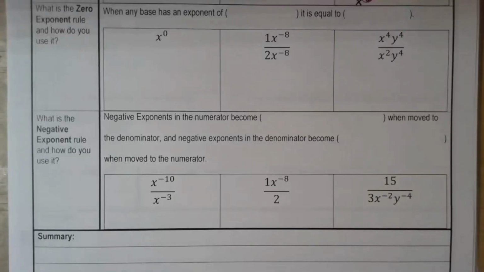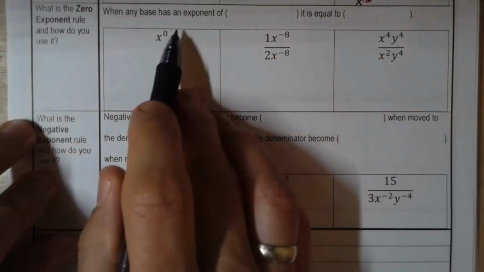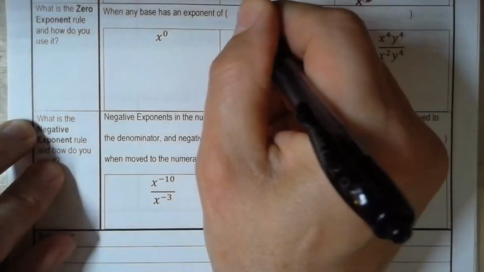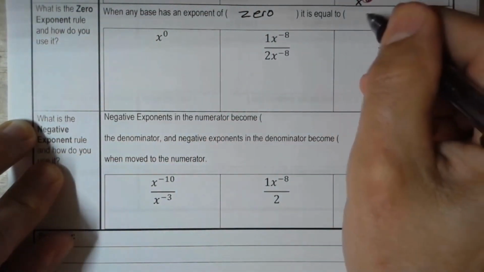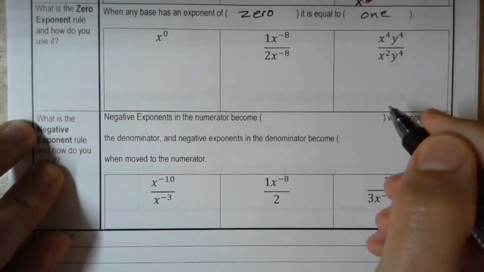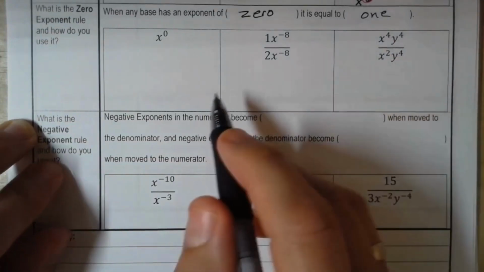Now we're going to move on to what we call the zero exponent rule. So what is the zero exponent rule and how do you use it? Well, when any base has an exponent of 0, it is equal to 1. Okay, so let me show you what I mean by that.